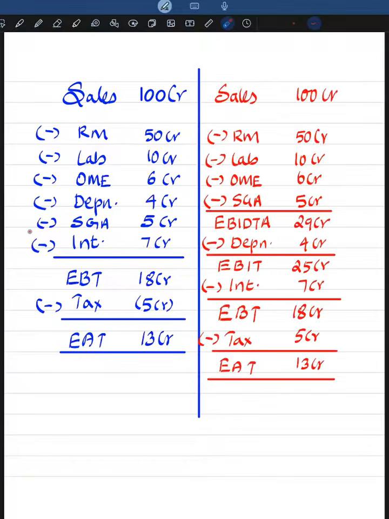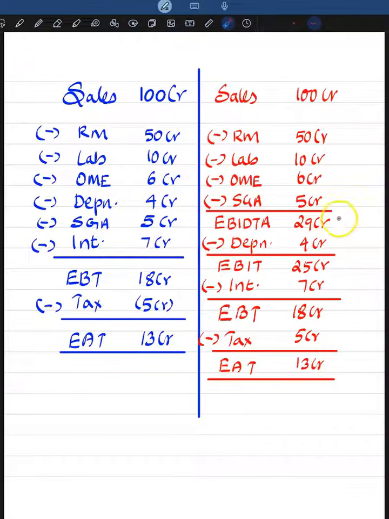So what I have done here is I have shifted the selling, general, admin expenses to this group of expenses. So here you can see raw material, labor, other manufacturing expenses, selling, general, admin expenses. If I deduct all these expenses from sales, what I get is EBITDA. This is the earnings before depreciation, taxes, amortization, interest as well.